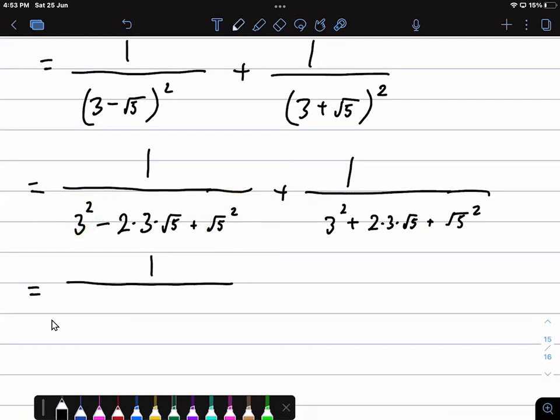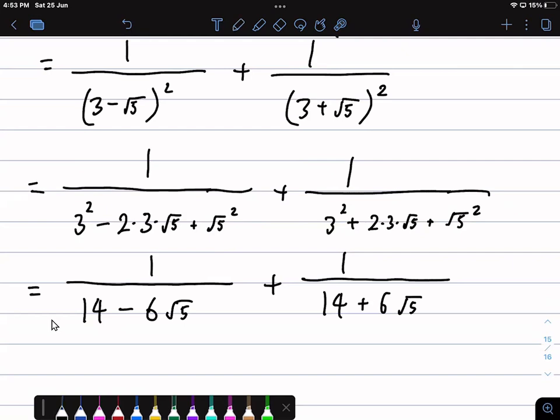9 plus 5 is 14. Minus 2 times 3 is 6 root 5. Add on. 3 square is 9. Root 5 square is 5. Same thing. You still get 14. But here it becomes plus 6 root 5. And it makes sense that you see what happens. They are what?